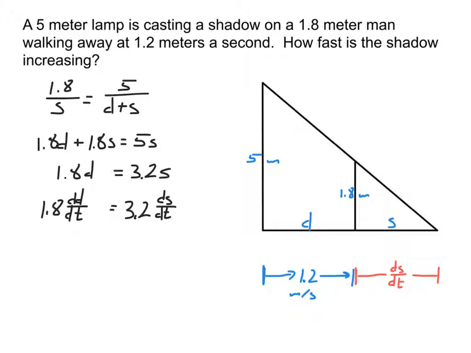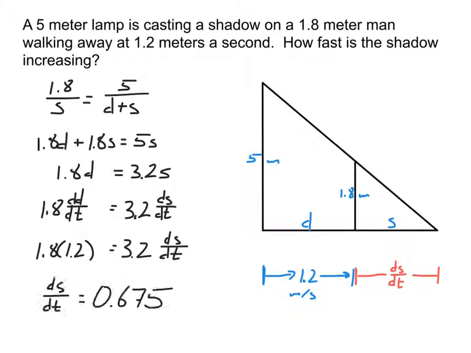And then once we've taken our derivative, we can go ahead and plug in the rate that we know, which is this one down here. That's the dd over dt. And so when we actually do that math, we should get an answer of 0.675. That's from doing 1.8 times 1.2 first, then dividing both sides by 3.2.